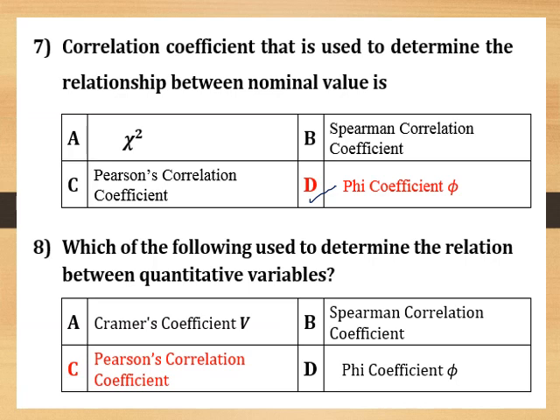Number 8, which of the following is used to determine the relation between quantitative variables? For quantitative variables, we use the Pearson correlation coefficient. The correct answer is C.